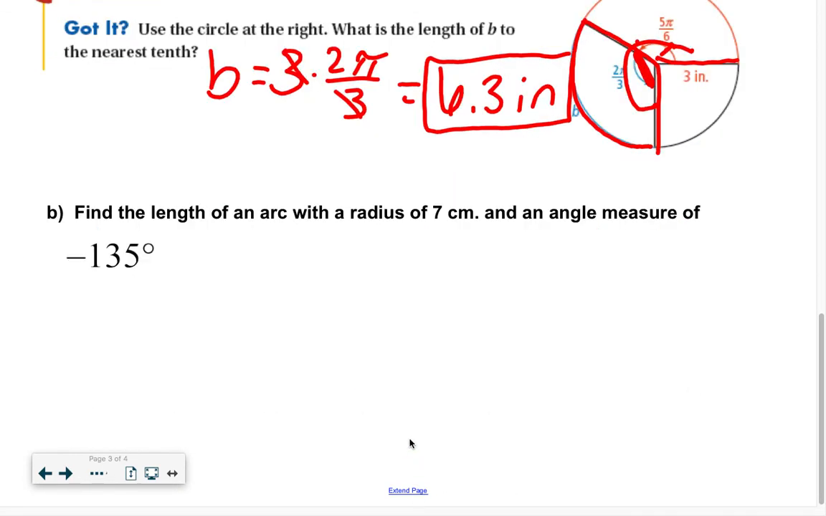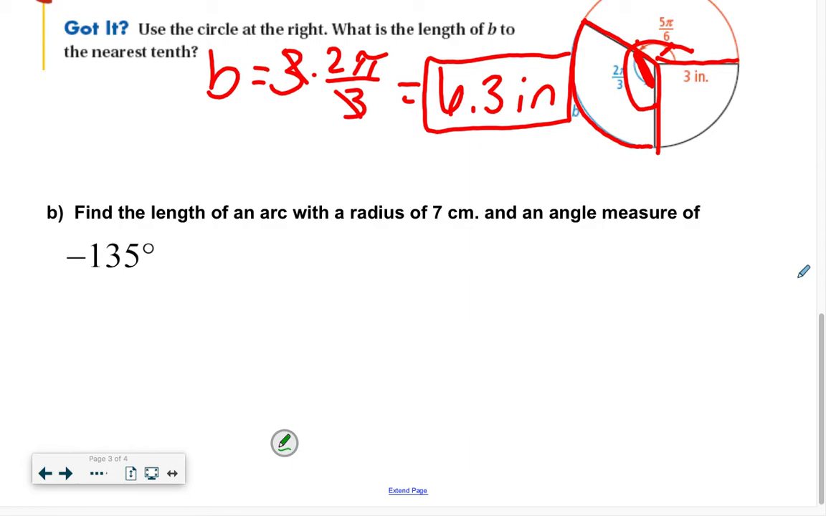I think you guys are missing this negative 135 in your notes, so write that in there. Finding arc length when I have a radius of 7 centimeters and an angle measure of negative 135. So can I just take 7 times negative 135? No, you have to convert that to radians. I have to convert it.